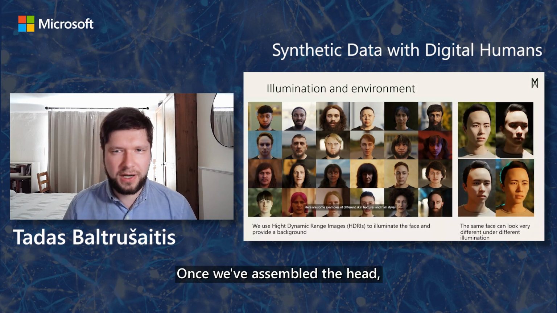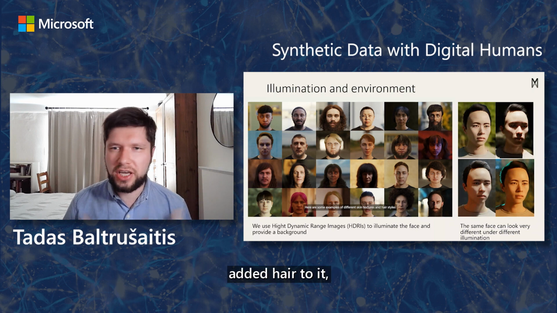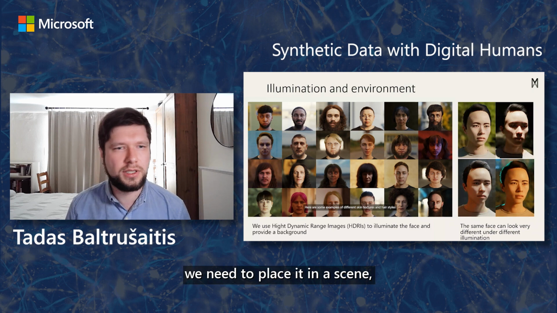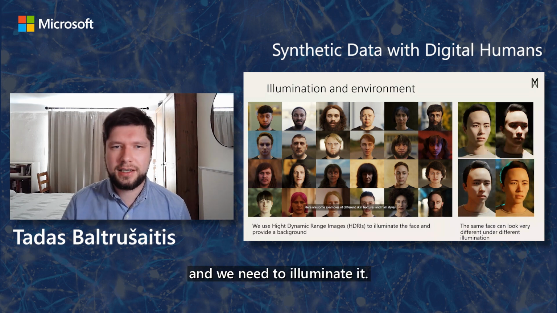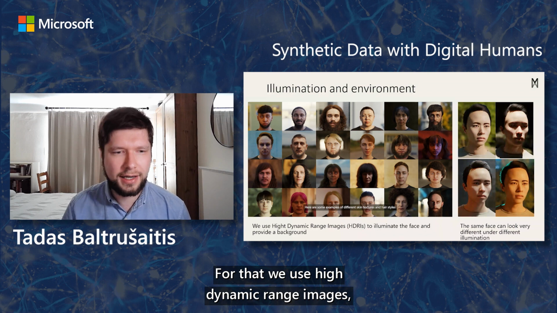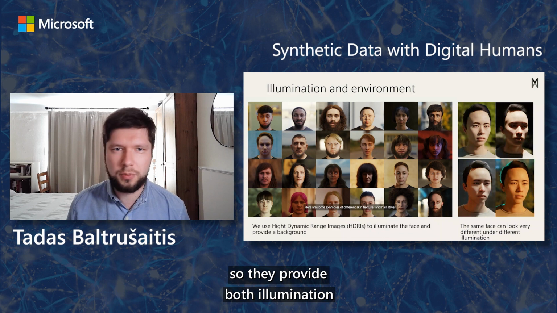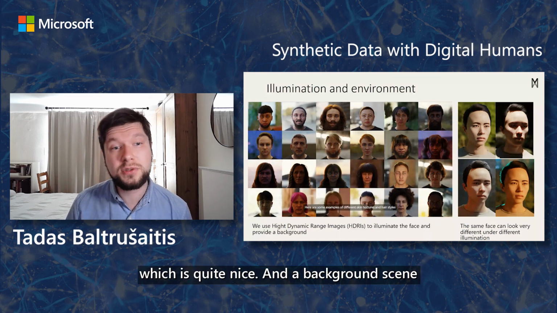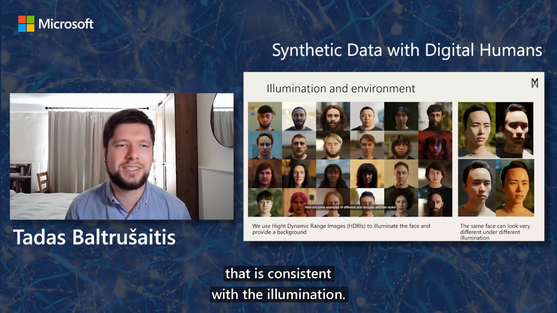So once we've assembled the head, added hair, texture and clothing to it, we need to place it in a scene and we need to illuminate it. For that, we use high dynamic range images. They provide both illumination and the background scene, which is quite nice, and a background scene that is consistent with the illumination.